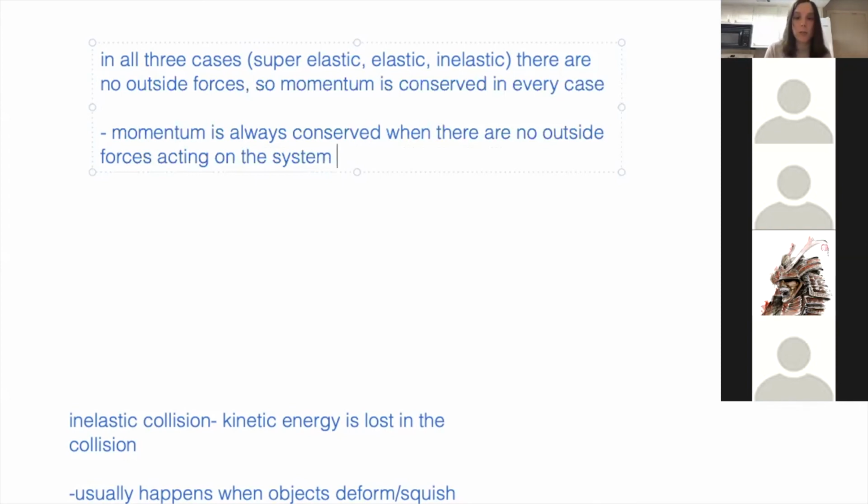And we can say momentum is conserved before and after in every case, whether the balls are inelastic when they squish together and lose energy, or super elastic where they gain energy. In either case, momentum would always be the same before and after, provided that the forces don't change. All right, so that is the end of 11.2. We'll start to review after this.